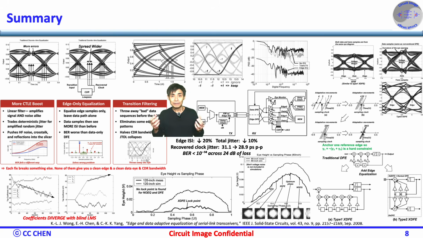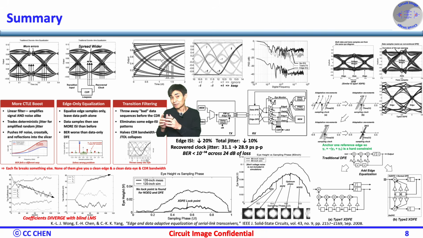The Type 2 XDFE architecture is important because it separates two jobs. The data path keeps its voltage margin. The edge path improves the timing margin by giving cleaner information to the CDR. But Edge DFE also creates an adaptation problem. A normal LMS can diverge because the edge taps and the CDR phase have too much freedom. So the paper used a modified LMS with one fixed reference edge. That anchor makes the adaptation converge.